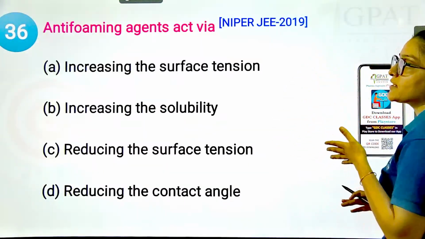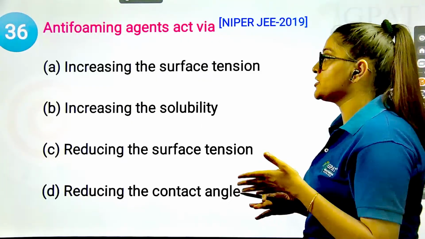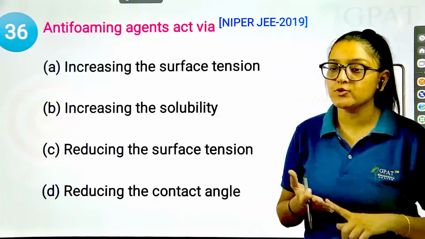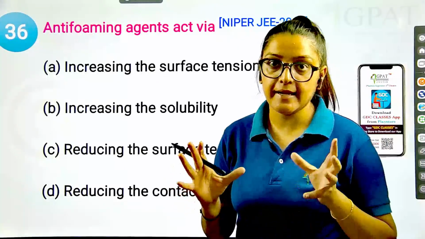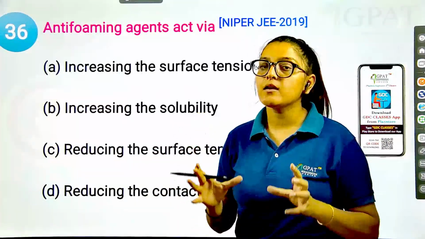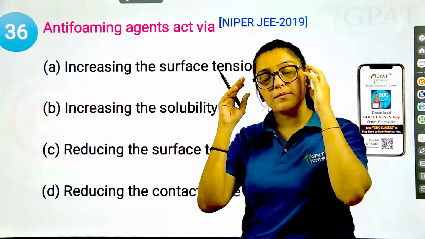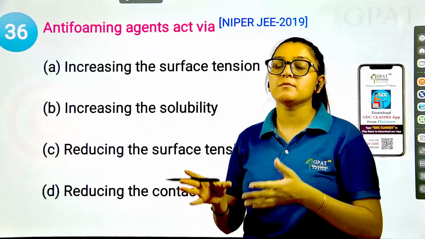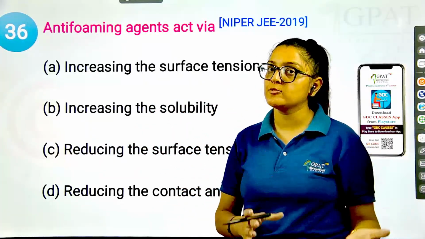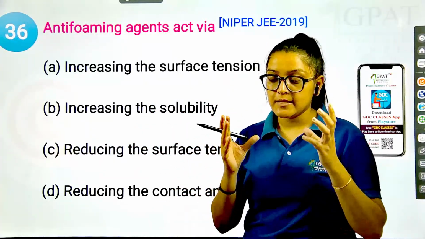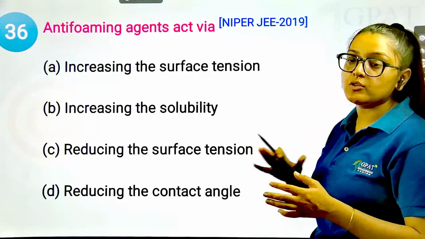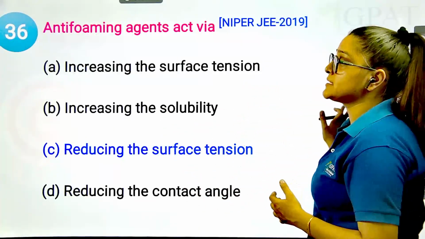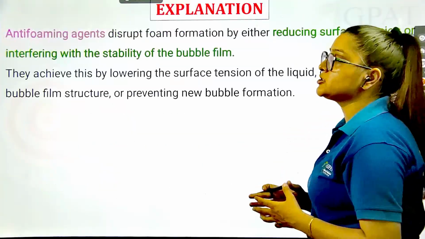Anti-foaming agents act via increasing the surface tension, increasing the solubility, reducing the surface tension, reducing the contact angle. Please remember, anti-foaming agents are from the class where we have heard about the HLB. HLB is measured for the surfactants, which contain both hydrophilic and lipophilic groups. Surfactants are meant to reduce the surface tension, right? So it is correlated that way. So option C is going to be very much correct.